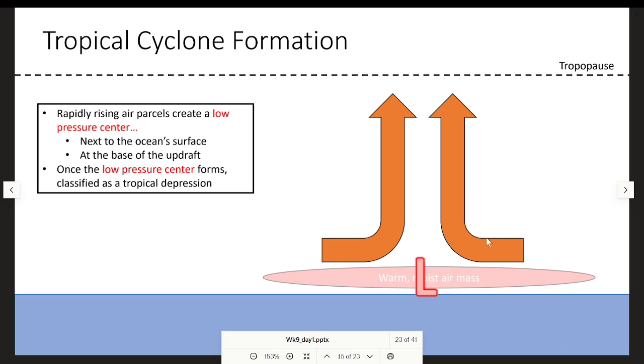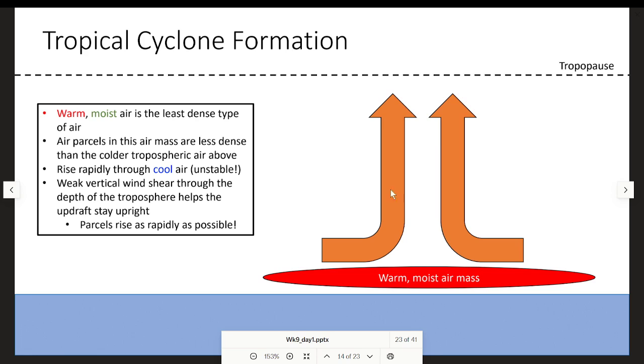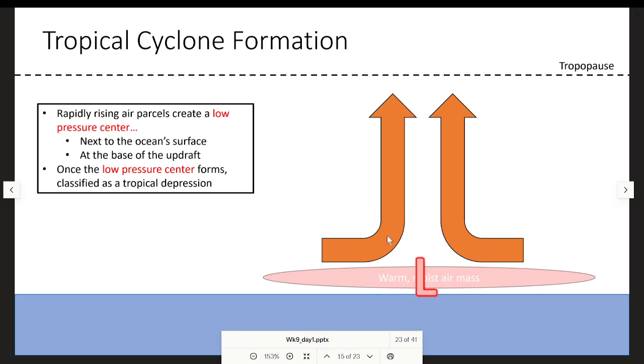So what happens is when you get this rising motion right here, it kind of creates a vacuum because this air is rising, it's leaving, so it has to fill in. So it creates a low pressure center next to the ocean surface at the base of the updraft. Once this low pressure center forms, it's classified as a tropical depression. So at this point before, it's an invest, and then it becomes a tropical depression when you get this closed low.